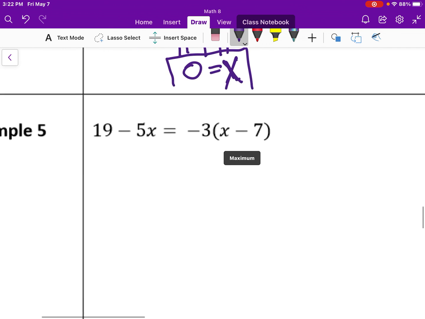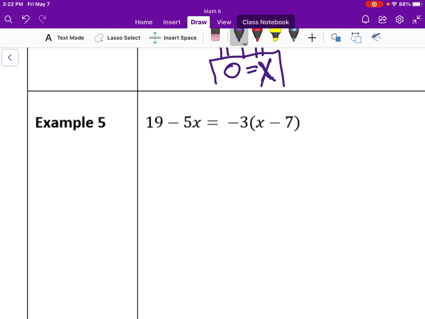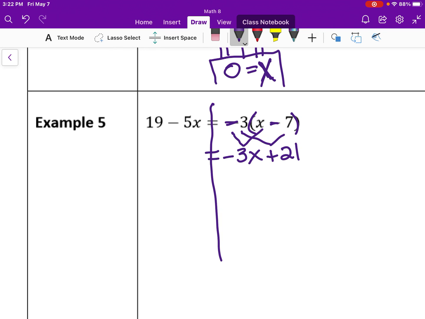Example number 5. Again, I see those parentheses, so I'm going to have to do my distributive property. Negative 3 times x is a negative 3x. A negative 3 times a negative 7 gives me a positive 21. Okay, now we've simplified that right side. Let's go to the left side. Just bring that down. 19 minus 5x.